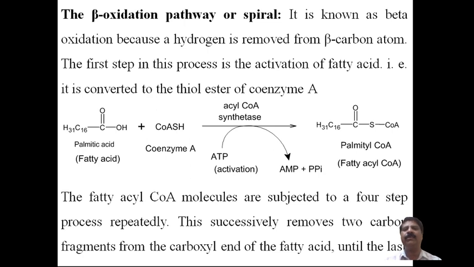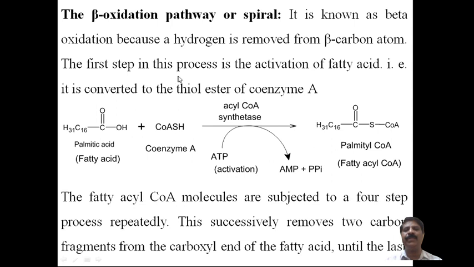First is the beta oxidation pathway, which is also called the spiral of fatty acid. It is known as beta oxidation because a hydrogen is removed from the beta carbon atom. This is the beta carbon. The hydrogen atom is removed from the beta carbon atom, therefore it is called beta oxidation. Removal of hydrogen or addition of oxygen is called oxidation. Here removal of hydrogen takes place, therefore it is called oxidation.